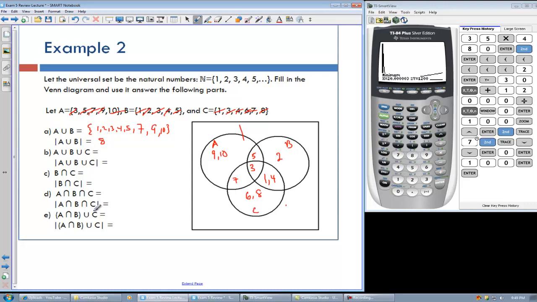Let's do the hard one. The hard one's down here at E, and let's change up our color. So why don't I use, let's use green. Okay, so first I look for, let's do part E, A intersect B. So A intersect B is right here.